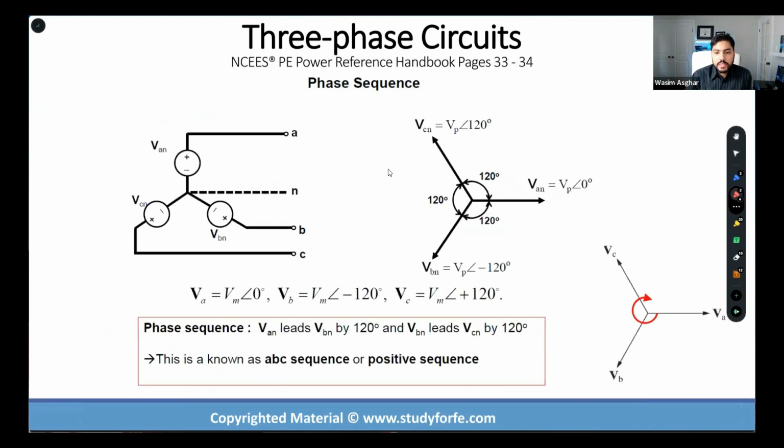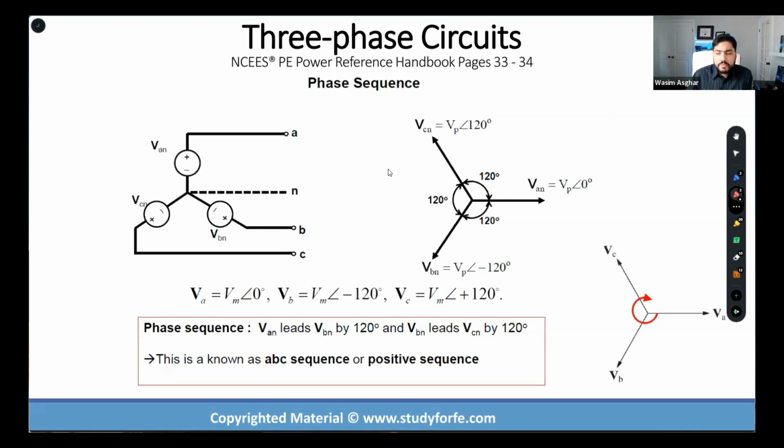Now let's talk about this 120 degrees and ABC sequence. This is something that confuses a lot of students. Well, if you plan on taking the PE power exam, you better get this addressed right now. In FE, it's okay. You don't necessarily have to go to that level of detail, but for PE, you really need to get this sorted out.